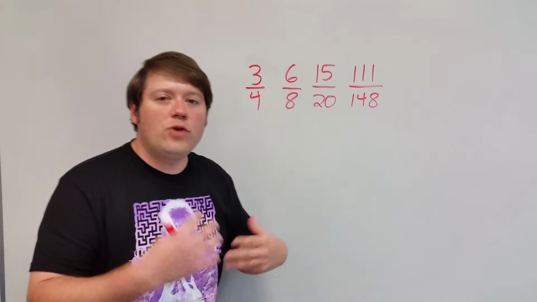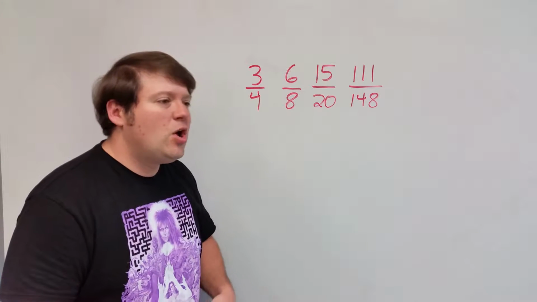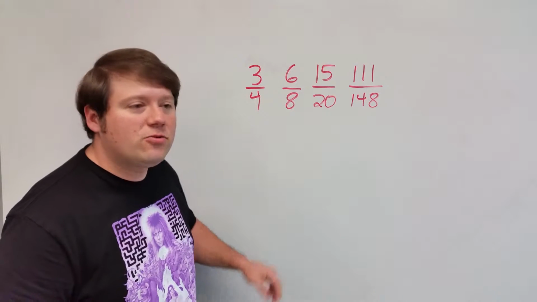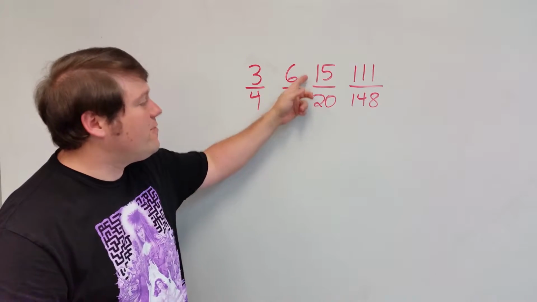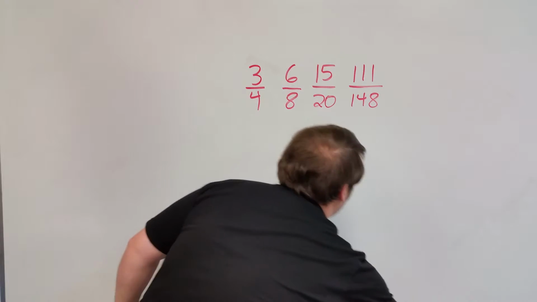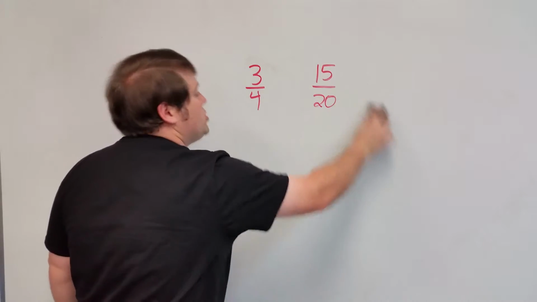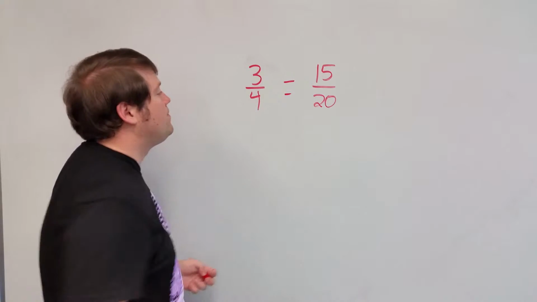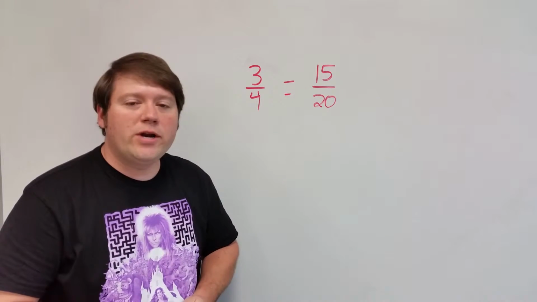And remember, we said ratios work the exact same way as fractions. The only difference is we're saying that a ratio is basically comparing two things. So instead of saying 3/4, I would say 3 to 4. I would say 6 to 8, or 15 to 20, or 111 to 148. Now, what we're going to do is learn to work with some ratios. I'm going to take two of these. We already said that they're equal ratios, so I can say that they're equal. I could say 3 to 4 does equal 15 to 20.